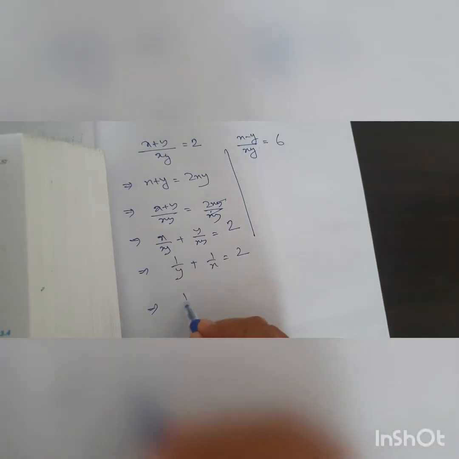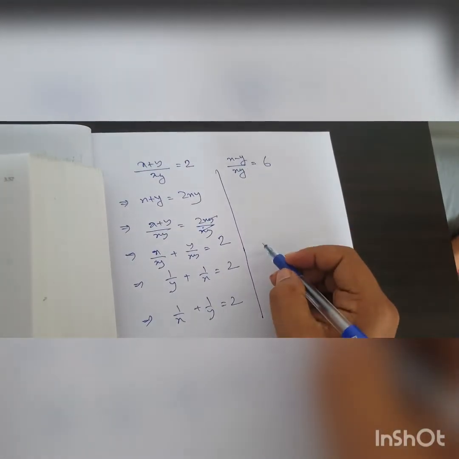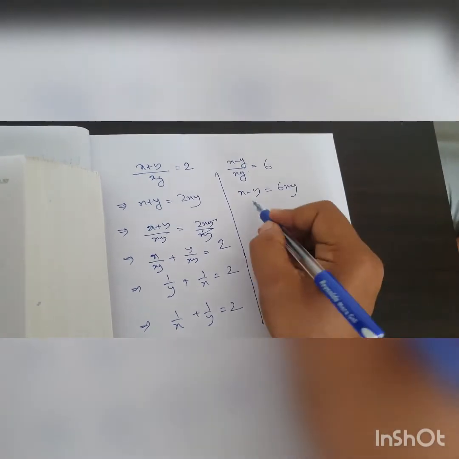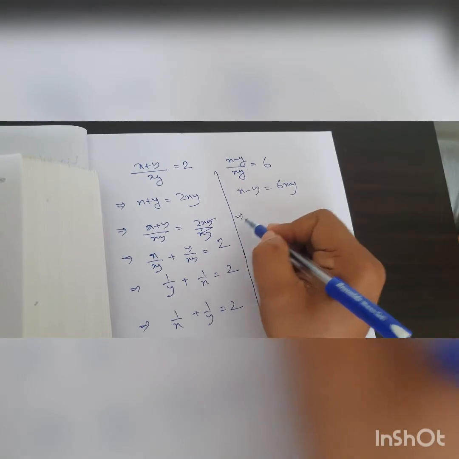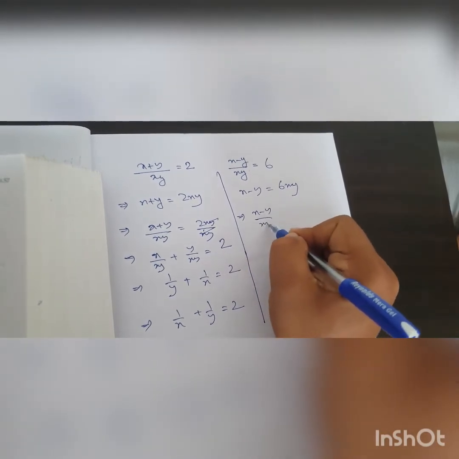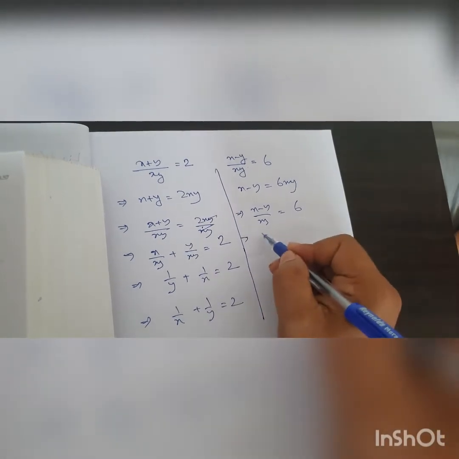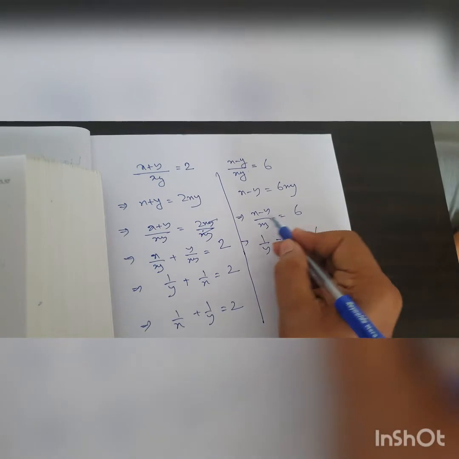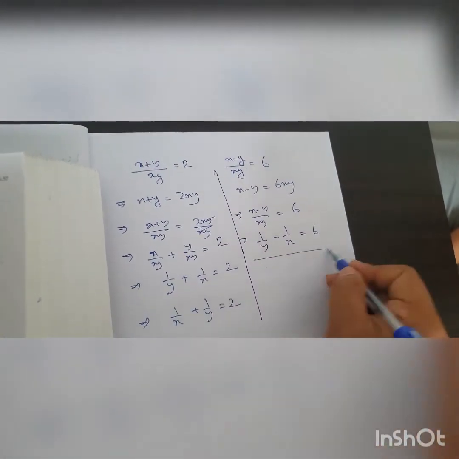So you are basically getting 1 by x plus 1 by y is equal to 2. Now here also basically you will get x minus y is equal to 6xy. Then if you divide it by xy, you will get (x minus y) by xy is equal to 6, because xy will be cancelled. Here you will get 1 by y minus 1 by x is equal to 6, because if you separate it and do just this step here, you will get this only. So you get two equations like this.